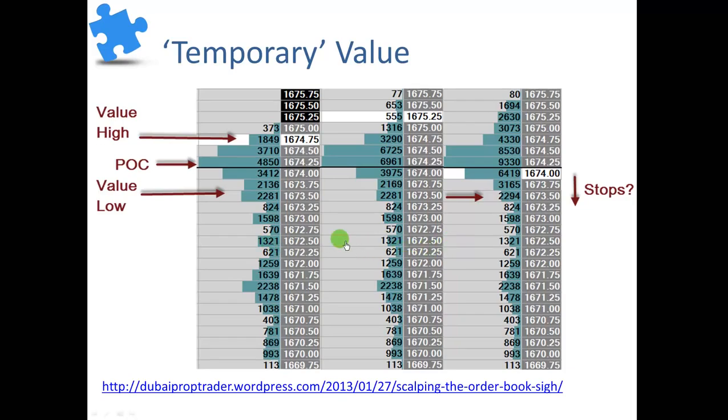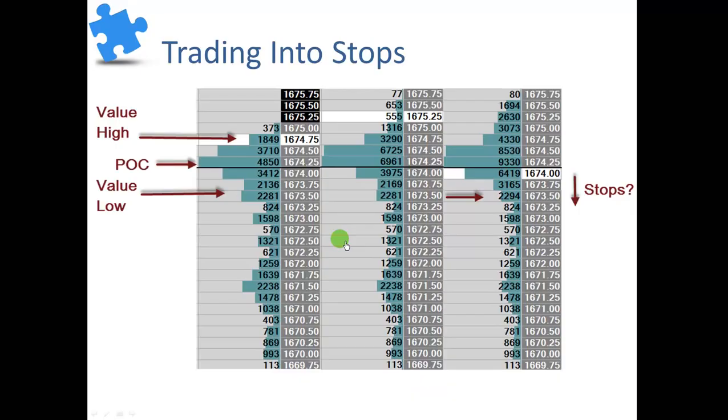So that's temporary value. And the next one is trading into stops. Now, if you're paying attention, this picture might look familiar. And at some point, every trading range breaks. And some traders are going to be looking to capitalize on that.